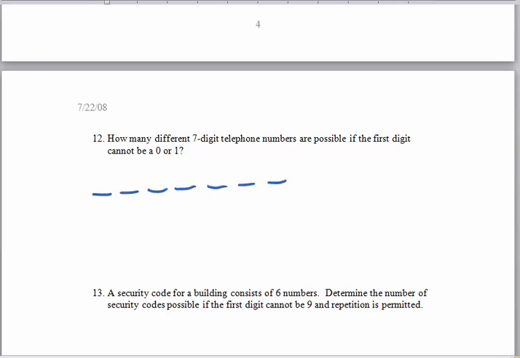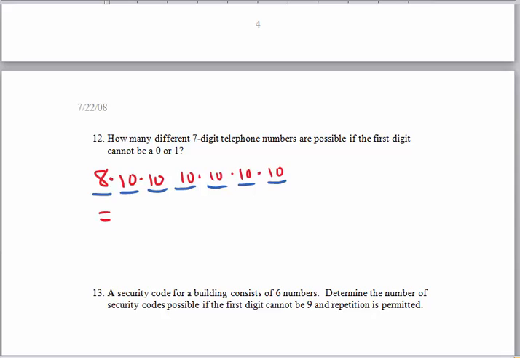And for the first one, we can't have a 0 or a 1. So for the first digit, there's only 8 possibilities. But now again, for the remaining 6, there's no restriction. So the remaining 6, I would just have 10 choices for each. And again, this is just a counting principle problem, which tells me that I just multiply all these possible outcomes for each digit.